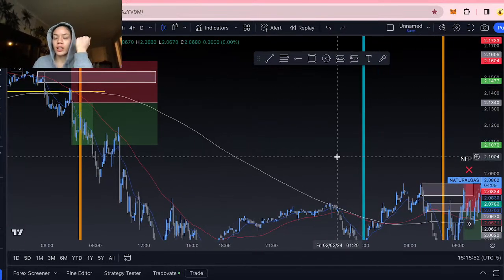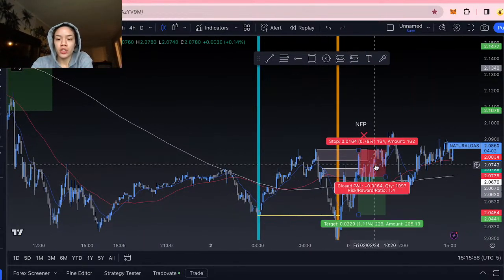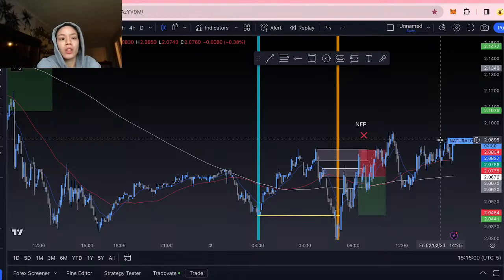Alright, so today is Friday, February 2nd. It was NFP week, so this was pretty much just the trades that I went over. This is natural gas, and I have Nasdaq as well.